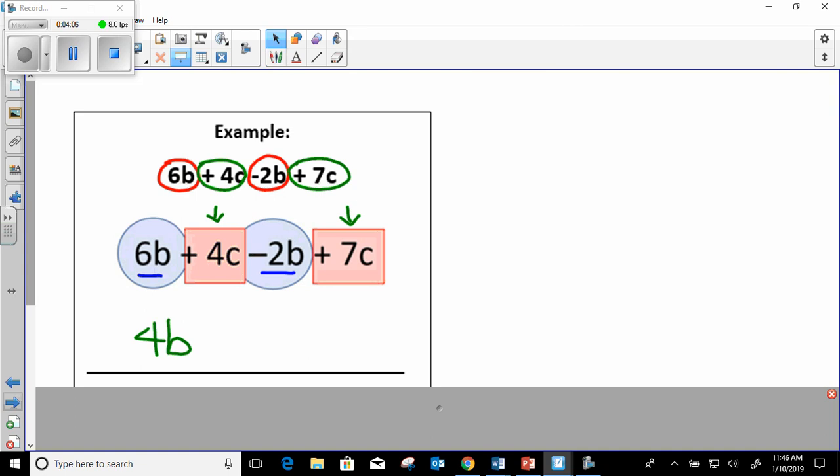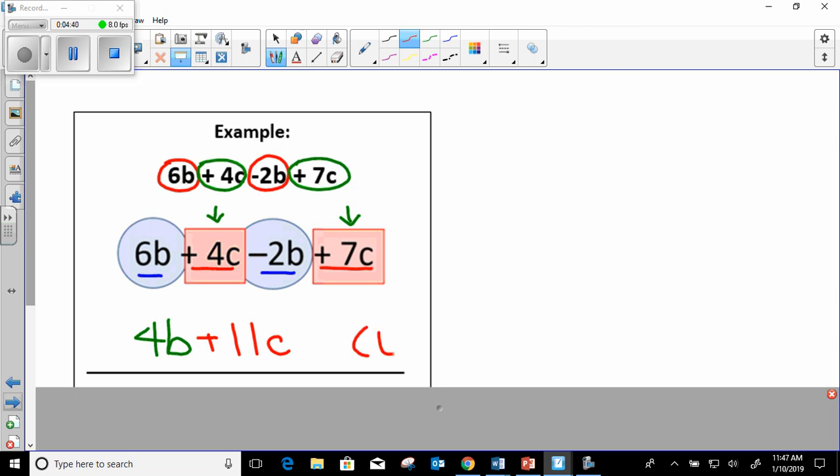All right, and then I'll do it in another color. So now you have a plus 4c and a plus 7c. So you're going to add those together and write it here. So 11c. And that is your answer. It is an expression because there is not an equal sign. So the correct answer would be 4b plus 11c. And that's all you can do at this point. You do not know what the variables equal. So this is called an expression. And if you want to write that down.